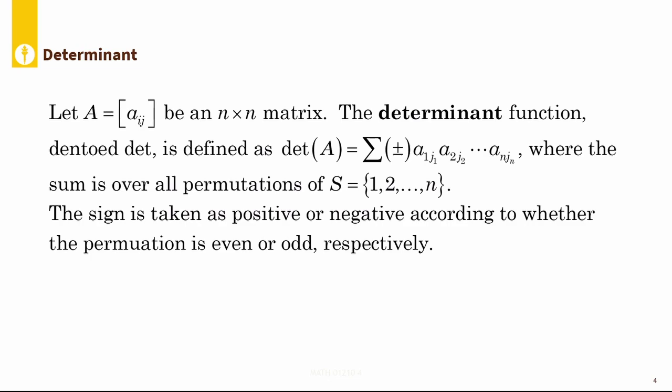So notice that your rows stay constant in your summation, right? It's always row 1, row 2, row 3, row 4 in ascending order. What we're actually finding the permutations of are the columns.